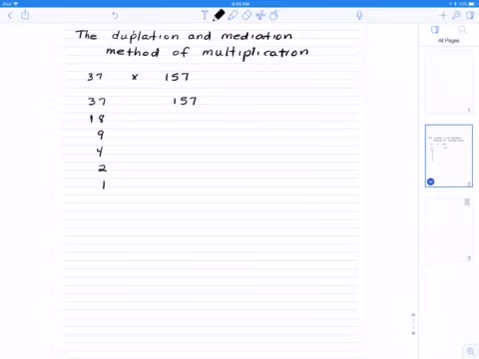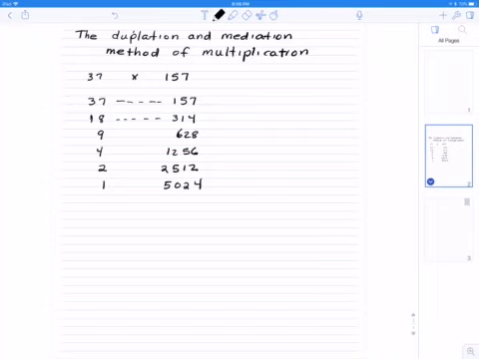Now, on the right-hand column, we're going to take each of these factors and we're going to multiply by 2. So 157 by 2 is 314. 314 by 2 is 628. 628 by 2, that's 1256. 1256 by 2, that's 2,512. And 2,512 by 2, that's 5,024. So each entry in the left-hand column corresponds to an entry in the right-hand column.